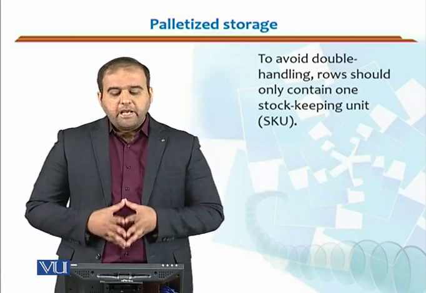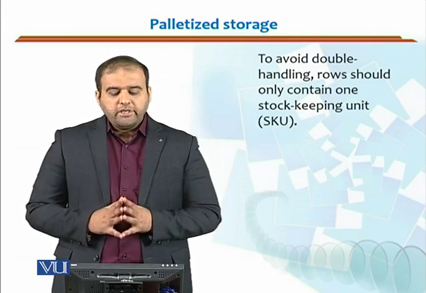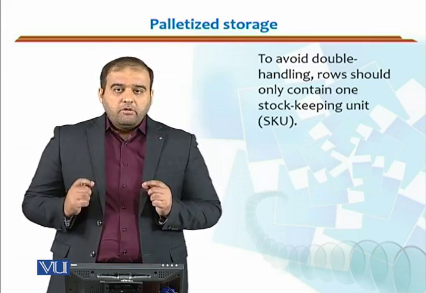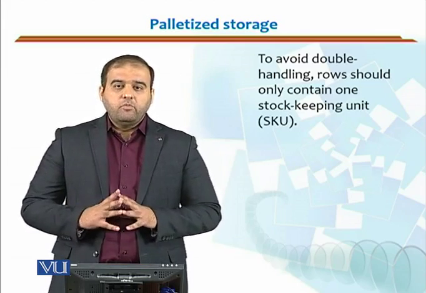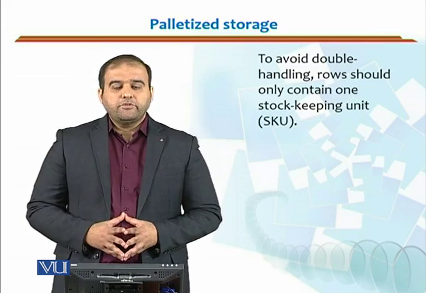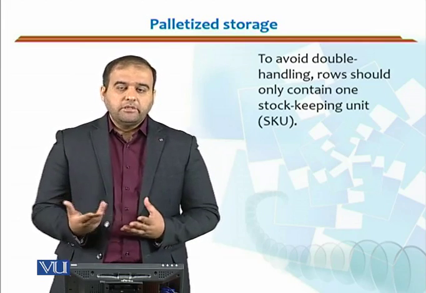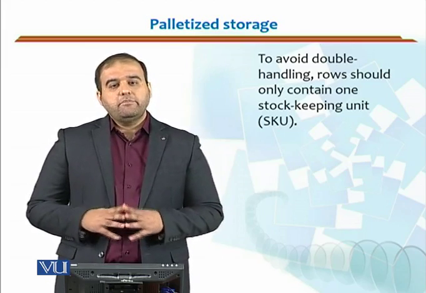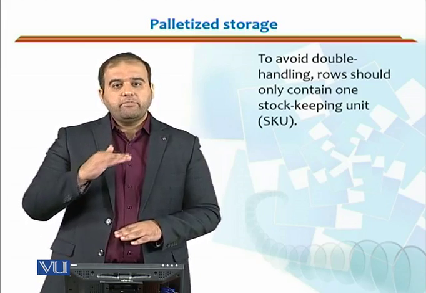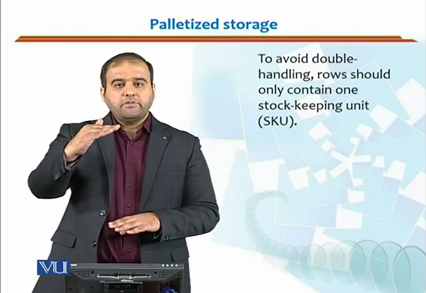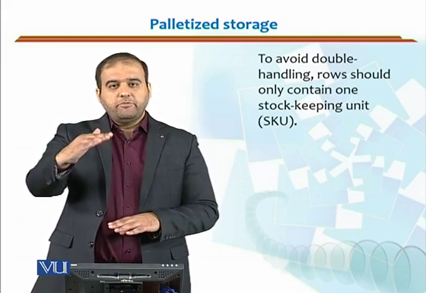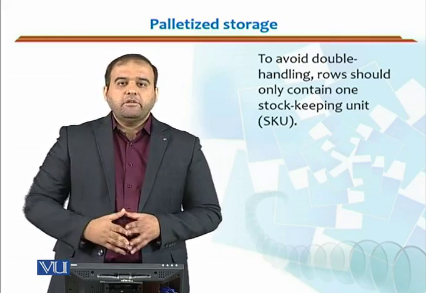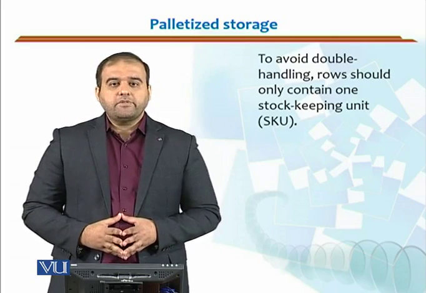To avoid double handling, rows should only contain one stock keeping unit. That is important. In one block stack, one type of SKU should be there, so that you do not have to handle it again and again. So if only that SKU is required, it can be used on a last in first out basis. So the pallet which is placed at the top would be used first, and all of them should contain the same type of SKU.